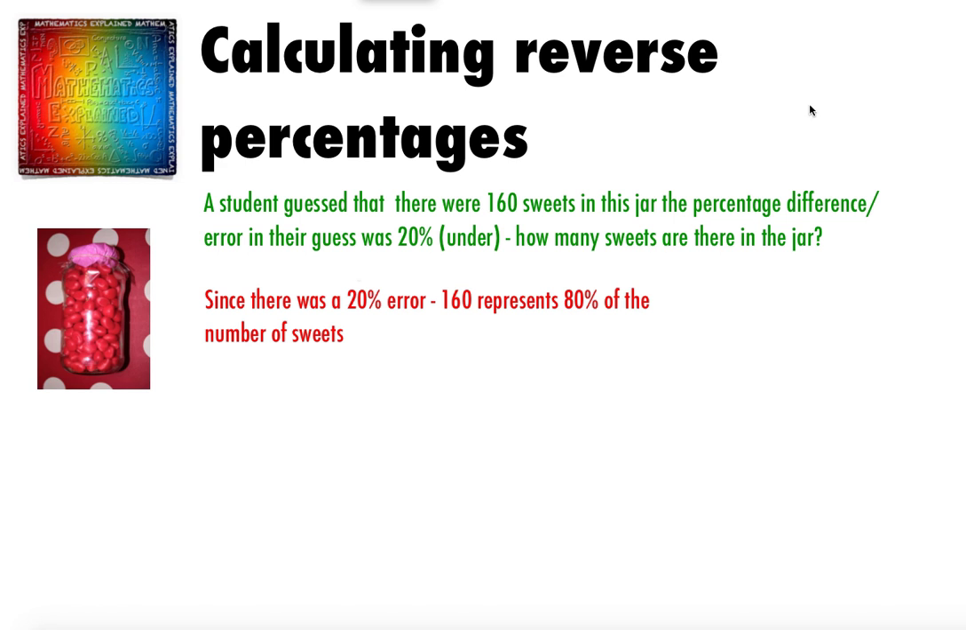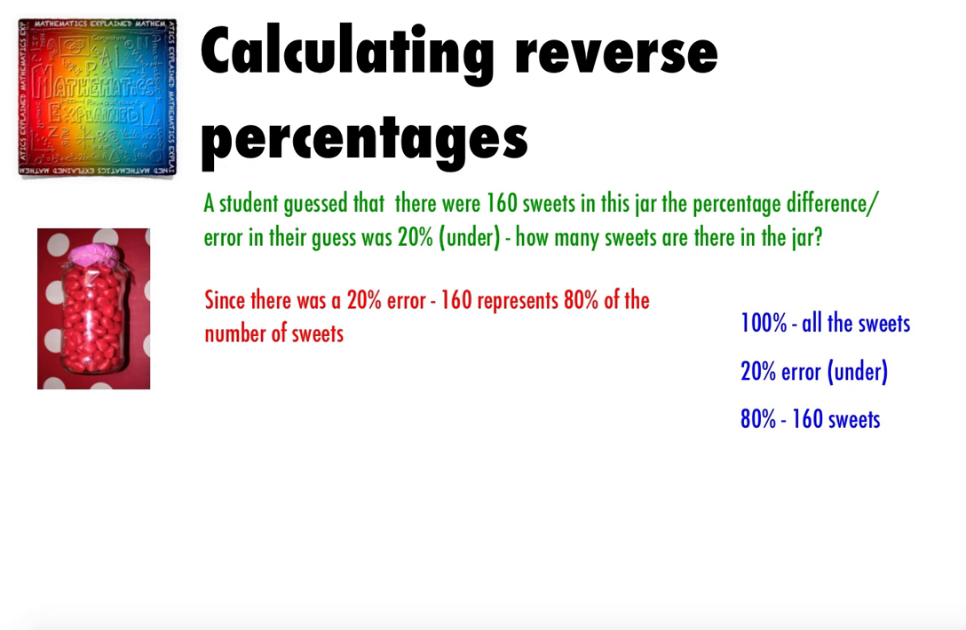So we'll start by saying, since we know there was a 20% error that was under, we know that the 160 that they guessed represents 80% of the number of sweets. That's because 100% is all the sweets. There was a 20% error, so the 160 that they guessed must represent the 80% that is left.